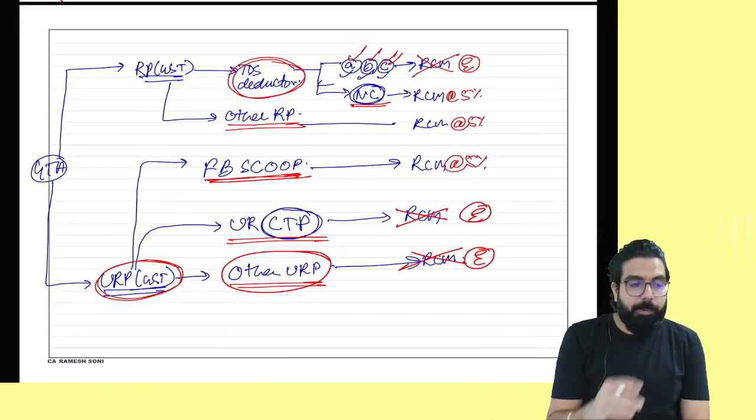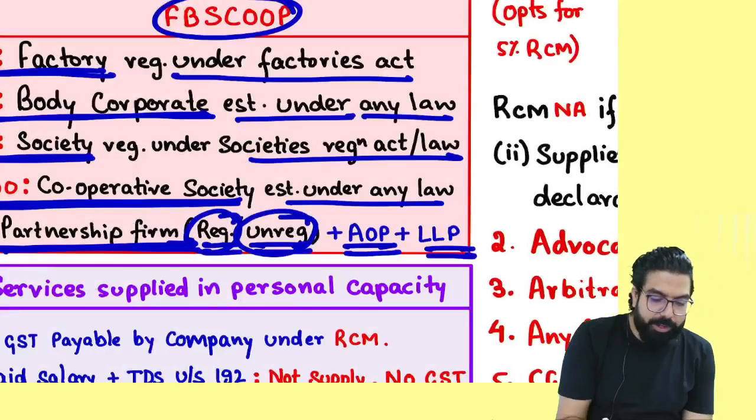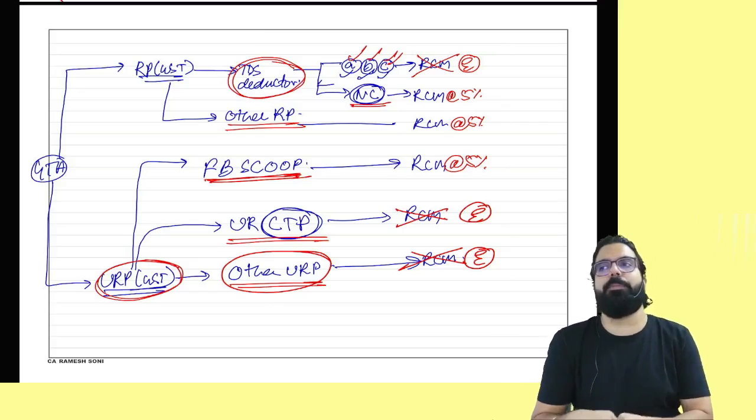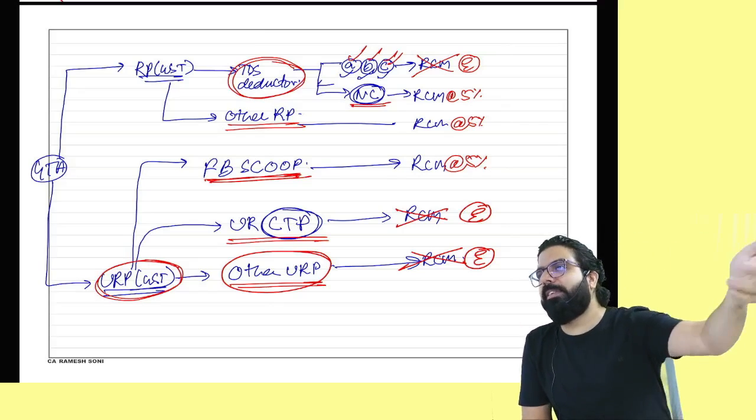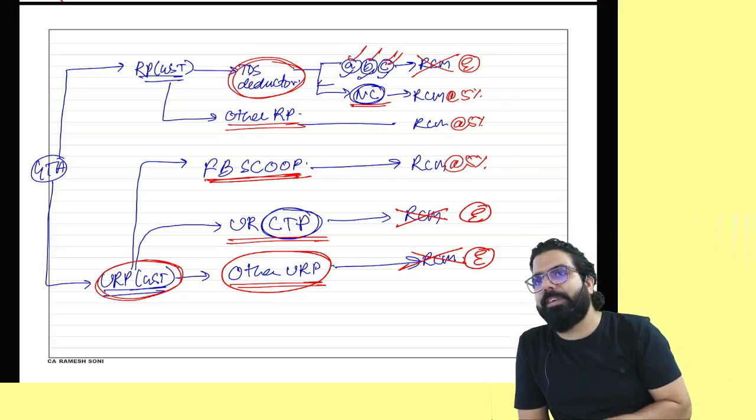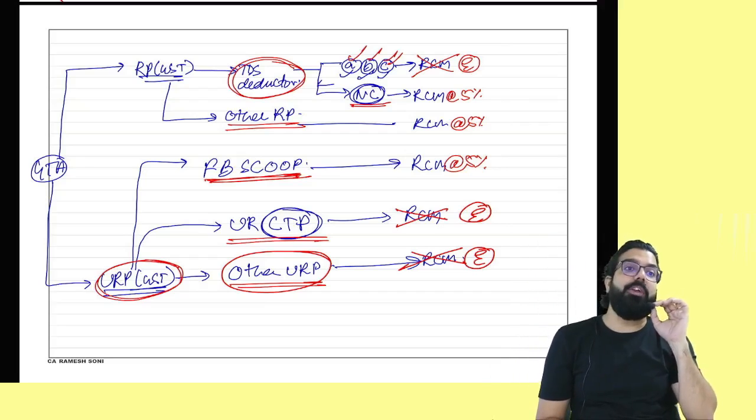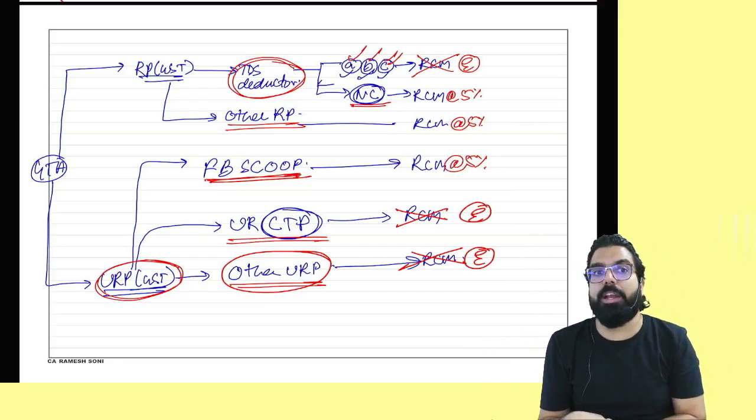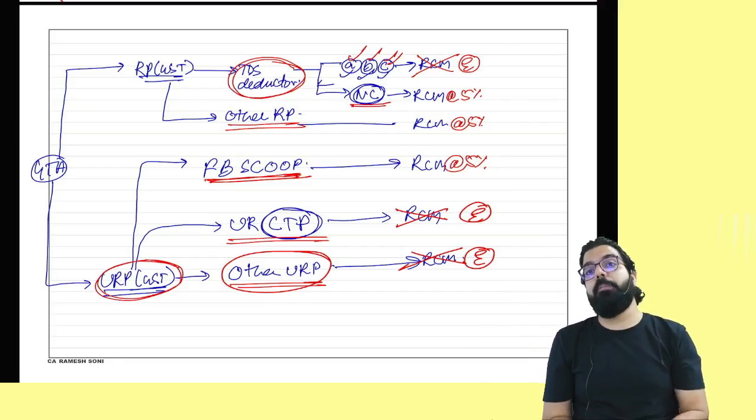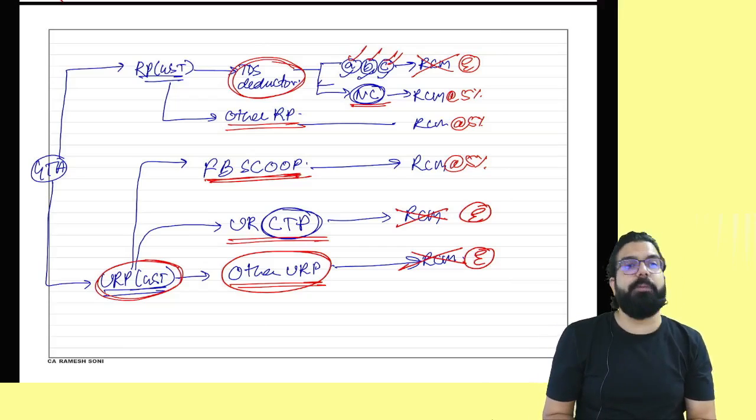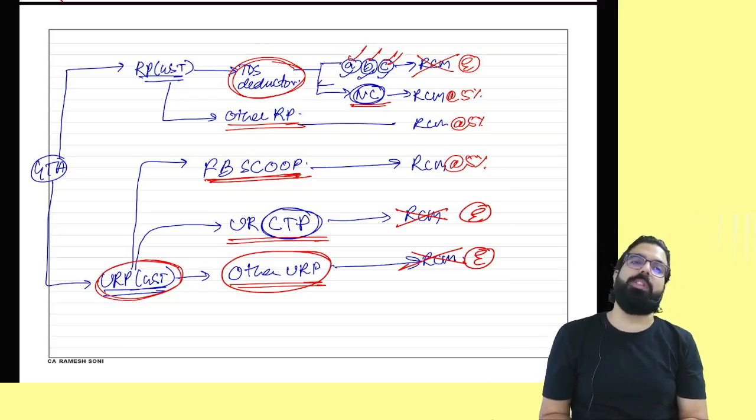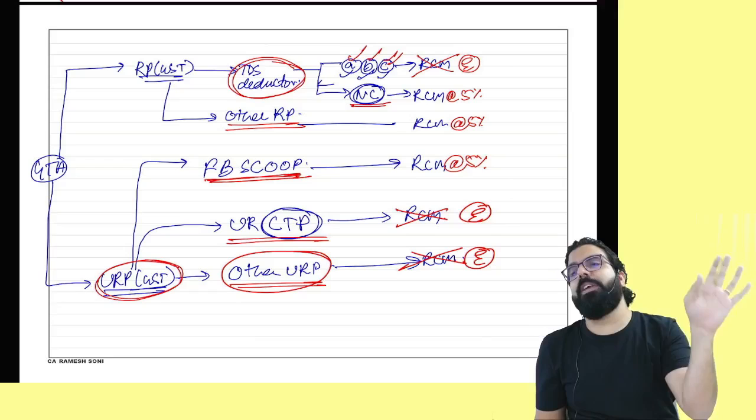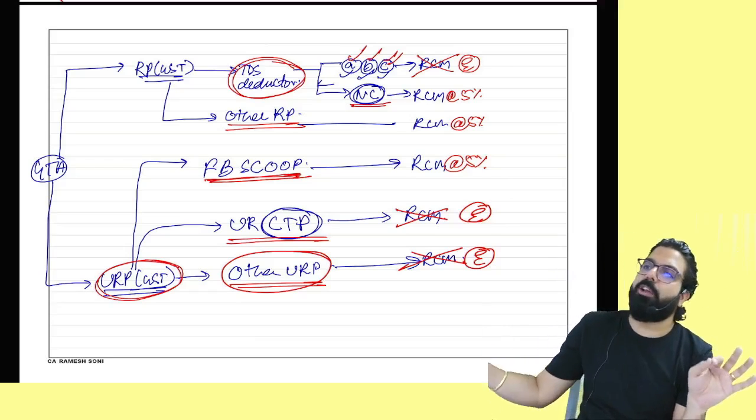Is this point clear to all? Now listen. If GTA is opting for RCM, then the recipient has to pay GST under RCM. But if GTA is opting for RCM, GTA will not get any input tax credit. But then big GTAs told, sir, we want input tax credit, and hence the government told, do one thing. You charge GST under forward charge mechanism. How much? 12% you charge under forward charge mechanism, and you will get all the input tax credit.